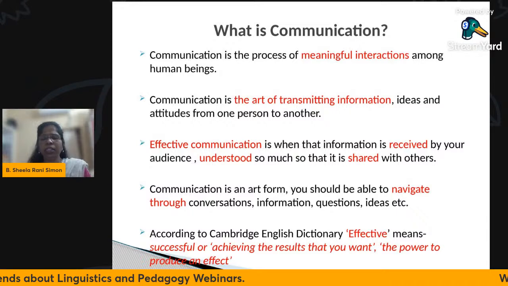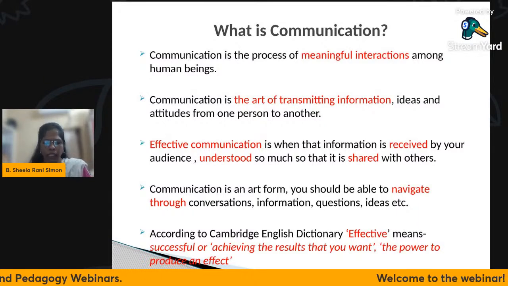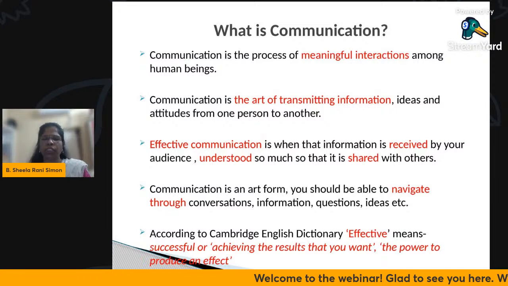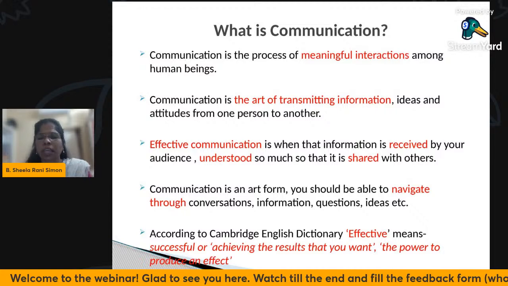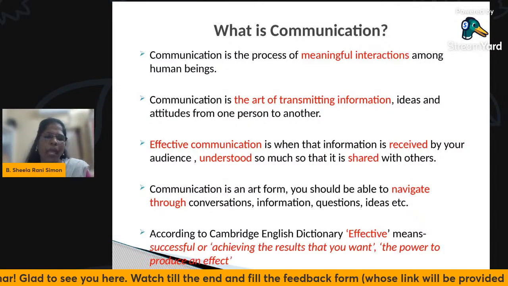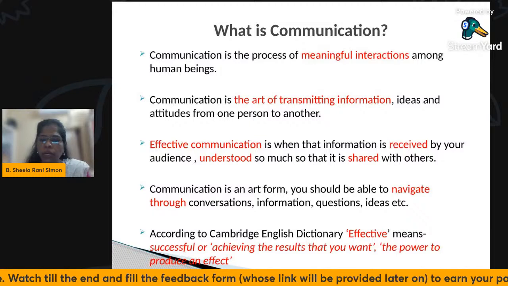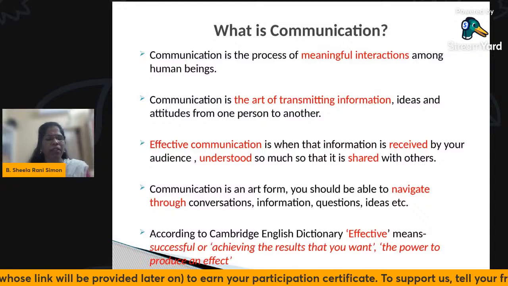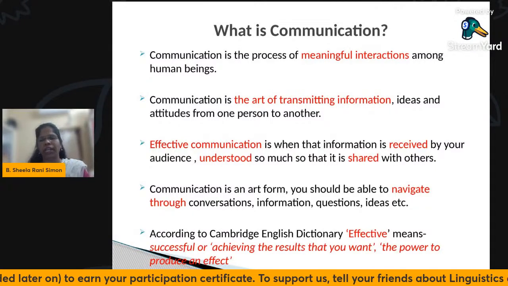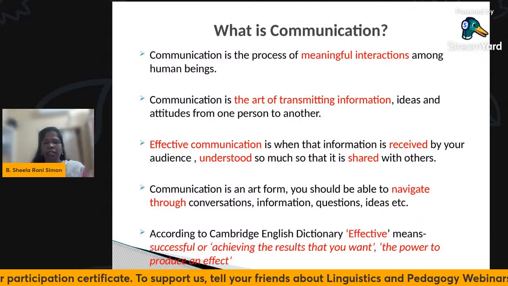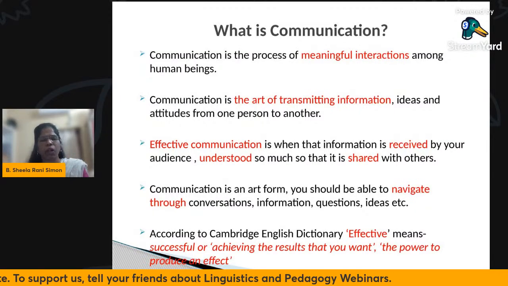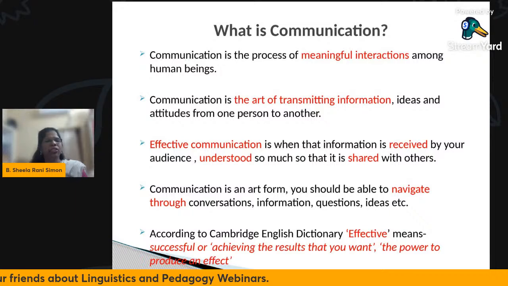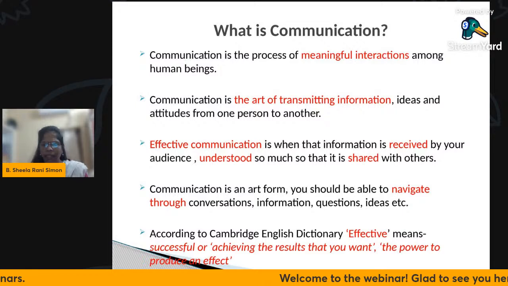So there are three things we'll have to keep in mind. One, effective communication should result in shifting focus to what your audience think. Have they received your message well? Two, have they understood what they have heard or what they have read? Three, if they have understood, they should be in a position to share it. So, communication is an art because we have to navigate through conversations, have a repartee, exchange information, question, answer, share ideas.